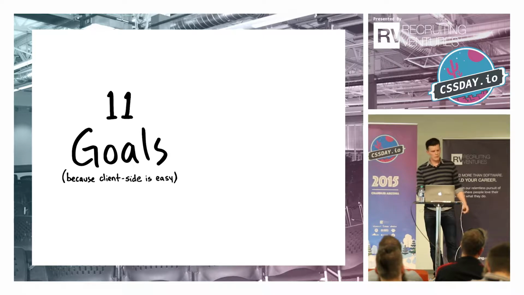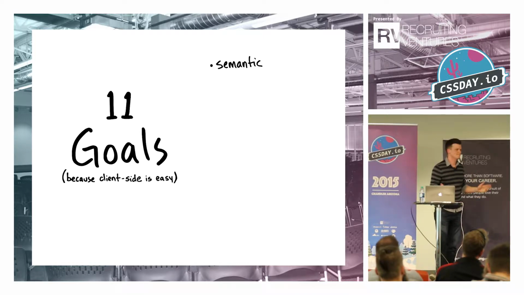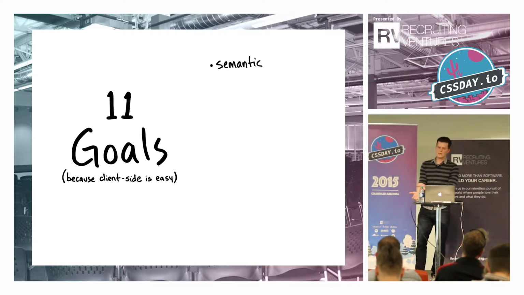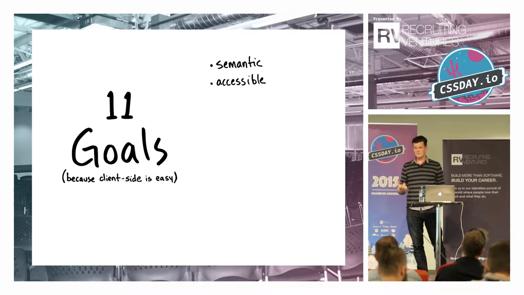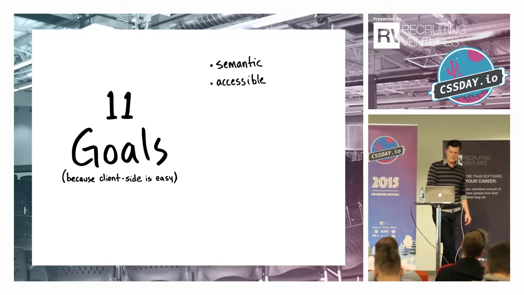All right, so we got 11 goals, because client-side is really easy. So we'll go through those. Semantics. What is semantics? Well, we're providing meaning to the content of the page. We have all these elements we get to choose from in HTML5, and they all have different meanings. Well, that's what semantics is. The grid is not a semantic object, but we'll get to that in a moment.